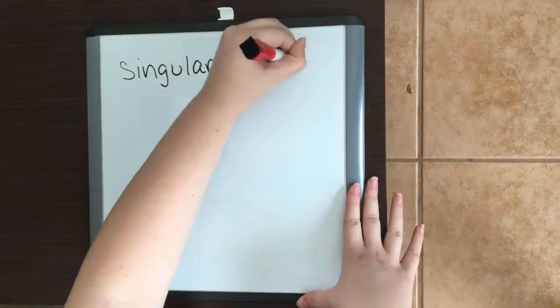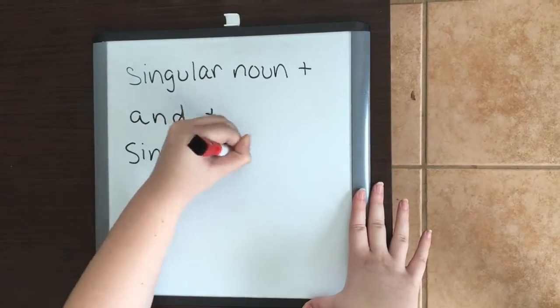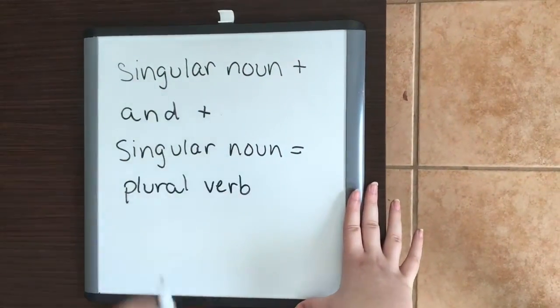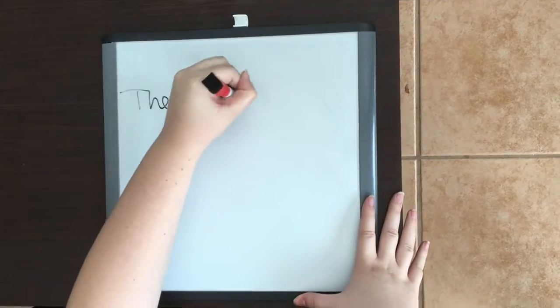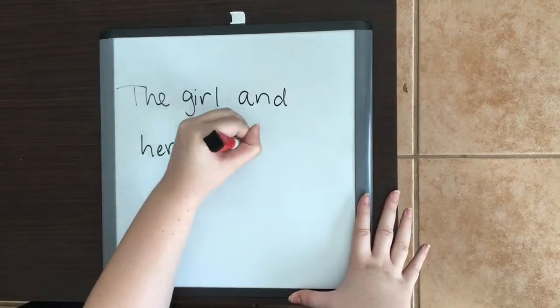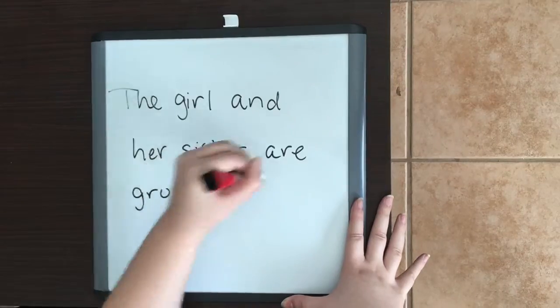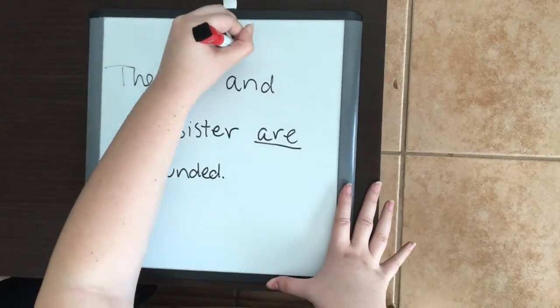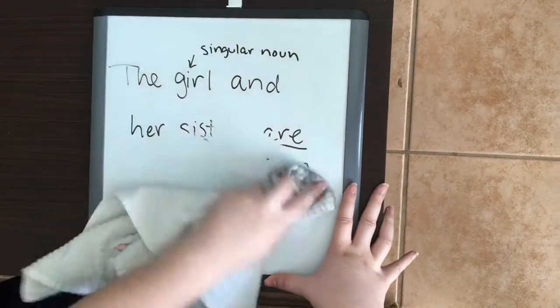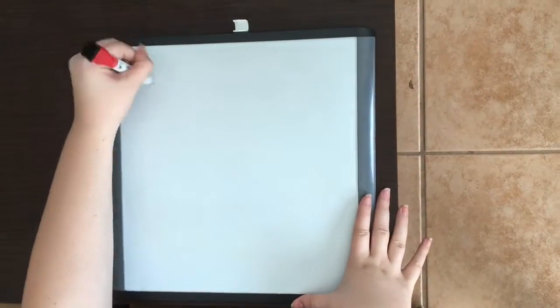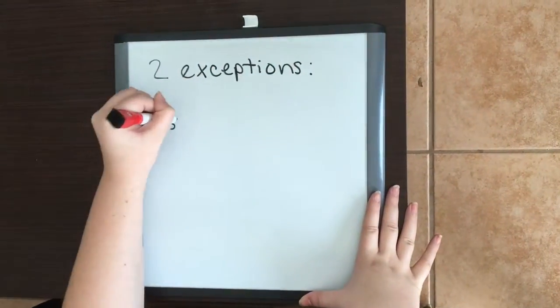Singular nouns could also be joined by and. Typically, this requires a plural verb. Let's look at an example. Here we have the girl and her sister are grounded. We have the singular noun girl and singular noun sister joined by and, so we use the plural verb are. There are two exceptions to this rule.